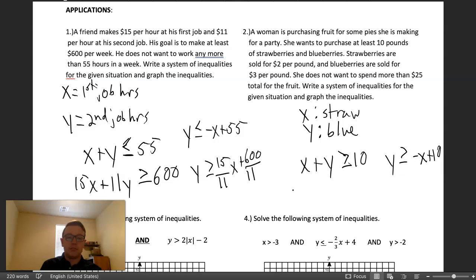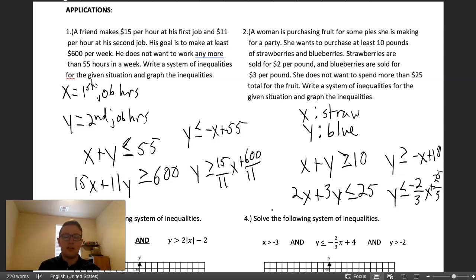What about for price? Well, it's $2 for each box of strawberries, or each pound, and $3 for each pound of blueberries. We want to spend less than or equal to $25. When we rewrite this, it becomes y is less than or equal to minus 2/3 x plus 25 over 3. Let's go ahead and put that into our calculators.